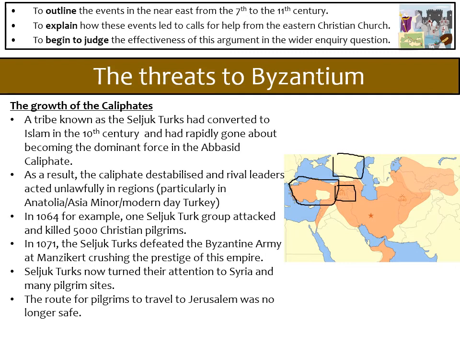Now they are seen as no longer the dominant force in the Middle East and in Eastern Europe. They're now a group that can be attacked. And the Seljuk Turks know this. They turn their attention to Syria, turn their attention to many of the Byzantine ports, and they start to attack them and take them over. So that route for pilgrims is no longer safe. It's under constant threat.